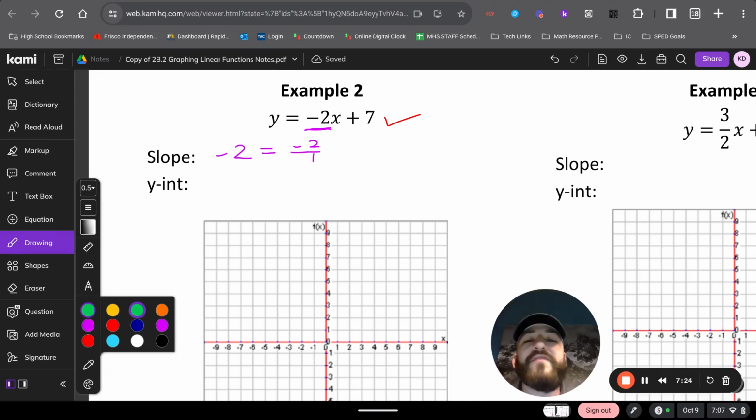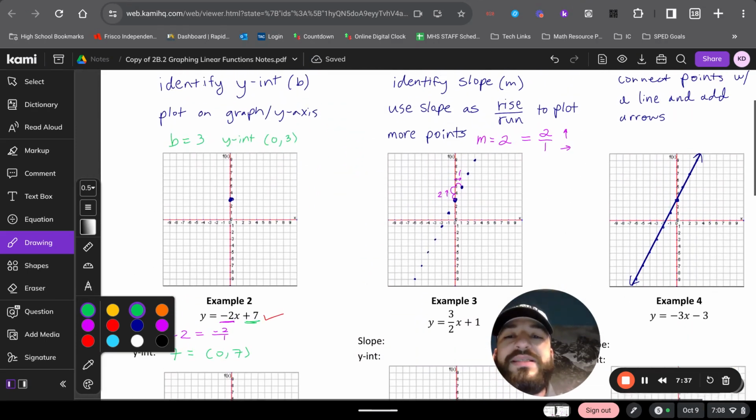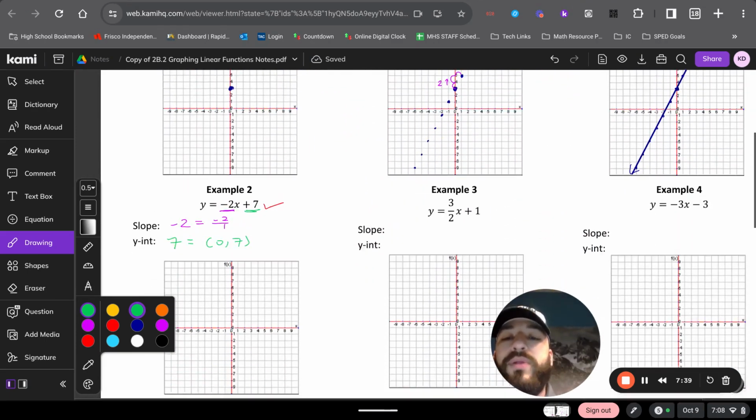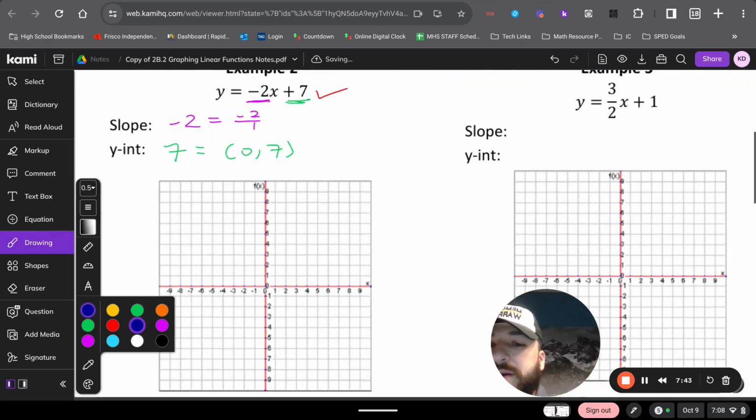Okay, then we want to identify our y-intercept. So in this case, it is that b term, so that plus 7, which means our y-intercept is, of course, 0, 7. Okay, and then I'm going to do my 3 steps. So step 1 is plot the y-intercept. So I'm going to plot the y-intercept of 7.